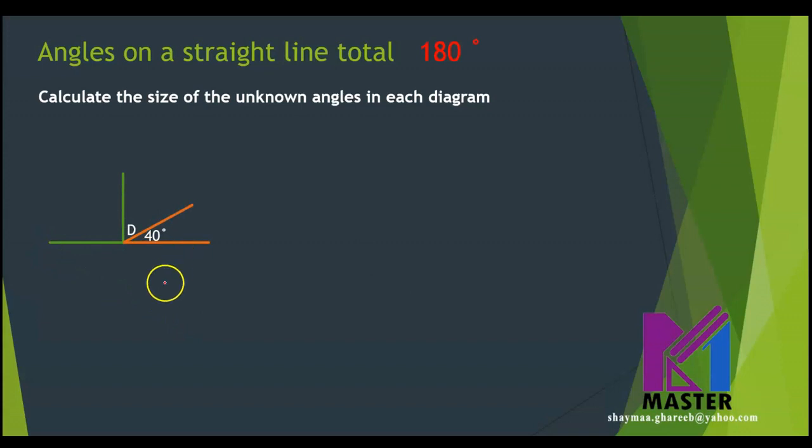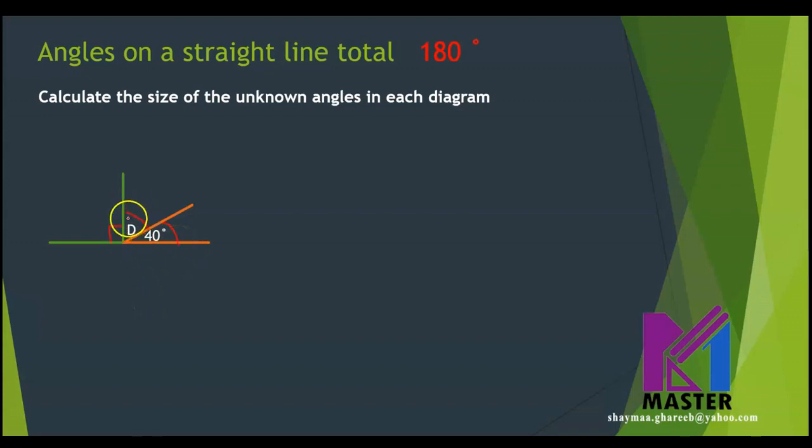Now look at the straight line. On this straight line, how many angles can you see? There are three angles. One of them is 40 degrees. The other one is called D. And what about this angle here? So on this straight line, there are three angles, not only two. And as we said, the sum of angles on a straight line must be 180 degrees. So the three together must be 180 degrees.